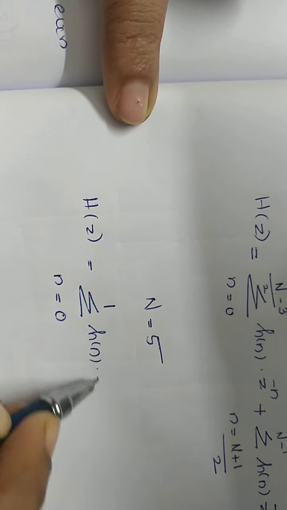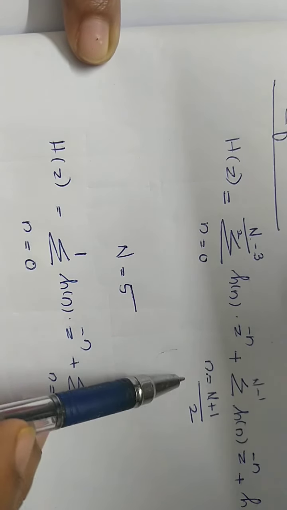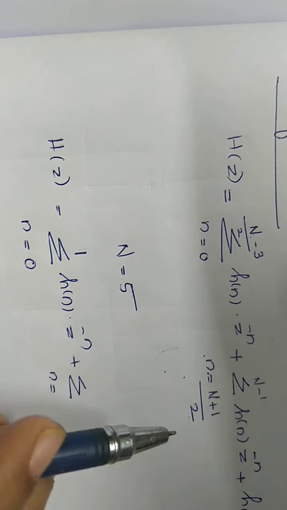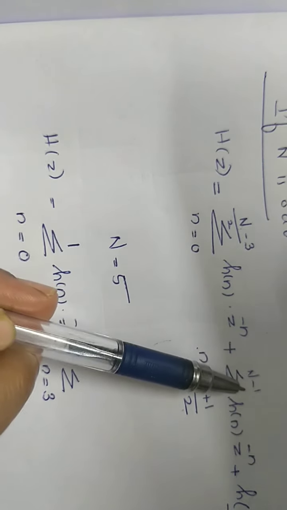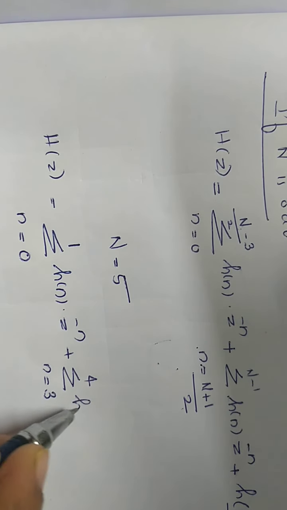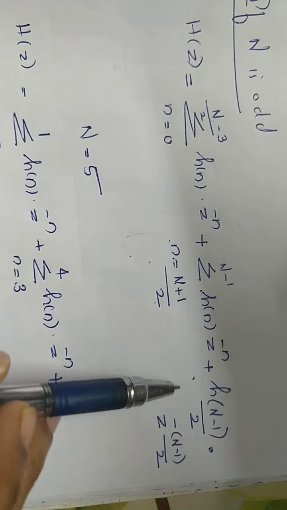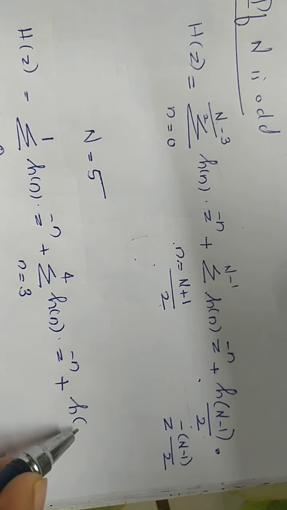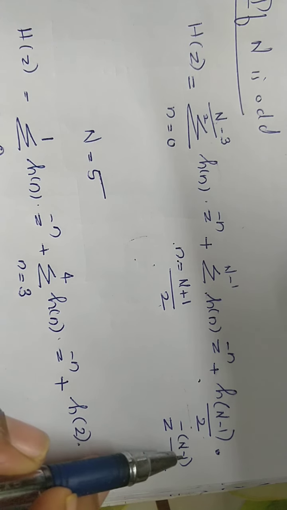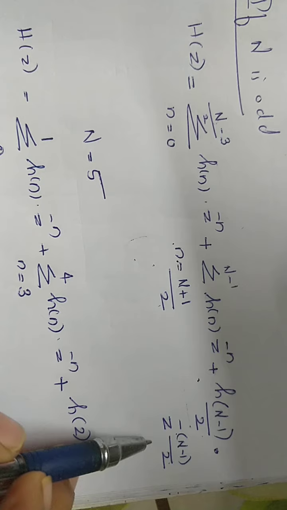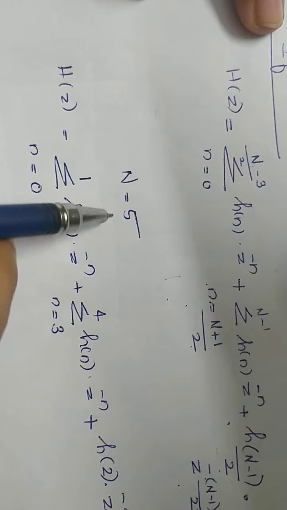Then h of n z raised to minus n, plus the sum from n is equal to (n plus 1) by 2, that is (5 plus 1) by 2, 3, to n minus 1, 5 minus 1, 4, h of n z raised to minus n, plus h of (n minus 1) by 2, that is h of 4 by 2, h of 2 into z raised to minus (n minus 1) by 2, that is 5 minus 1, 4, 4 by 2, 2, z raised to minus 2. This is the general equation when n is equal to 5.